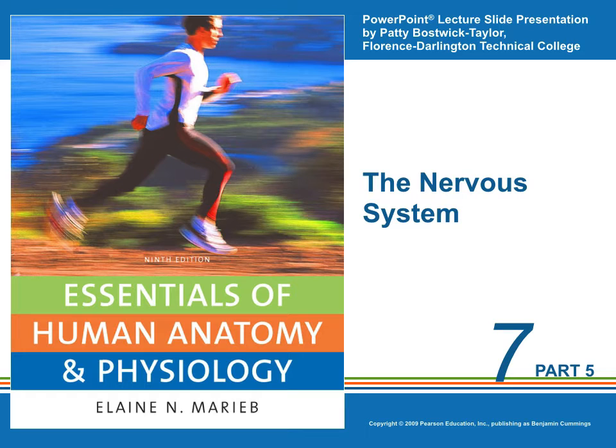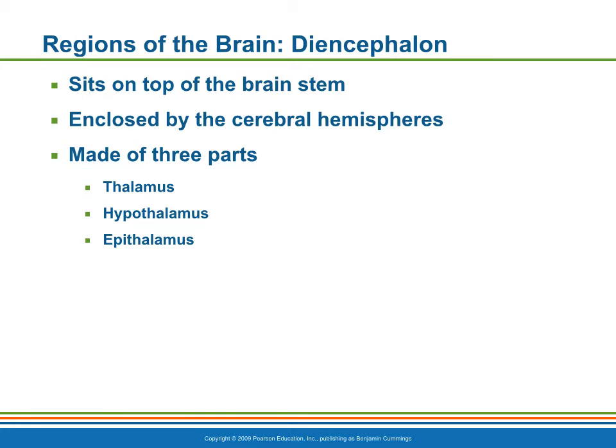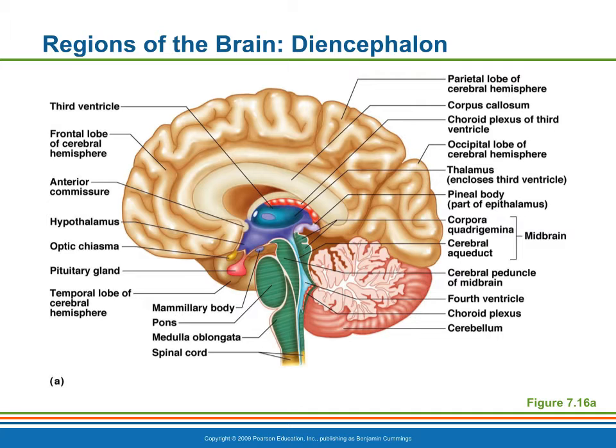All right, we're moving on to lecture number 5. In this lecture, we will learn about the diencephalon and the brain stem. The diencephalon sits atop the brain stem and is enclosed by the cerebral hemispheres. The major structures of the diencephalon are the thalamus, the hypothalamus, and the epithalamus. Now, this is a mid-sagittal section of the brain showing those regions of the diencephalon.